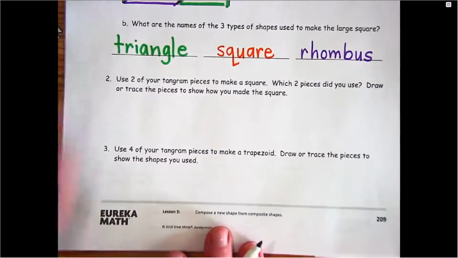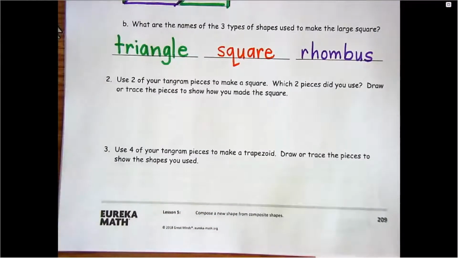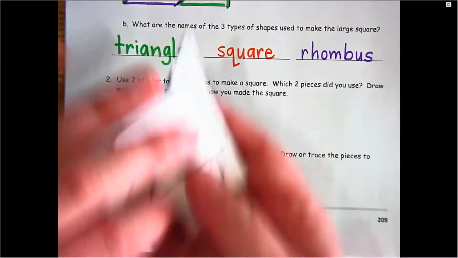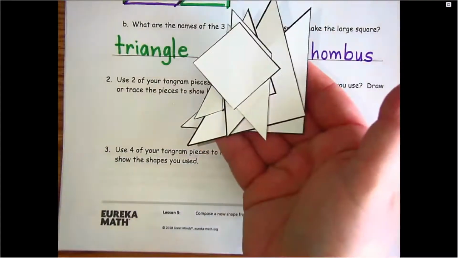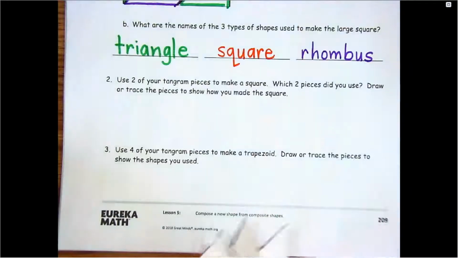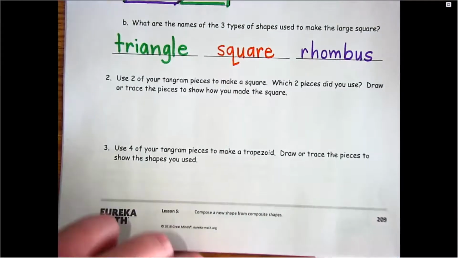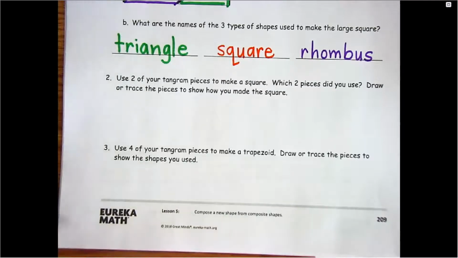All right, now we're going to need our shapes. Number 2 says use 2 of your tangram pieces. That's what these shapes are called, tangram pieces. Use 2 of them to make a square. Which 2 pieces did you use? Friends, do you know?